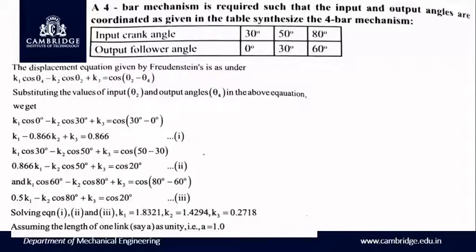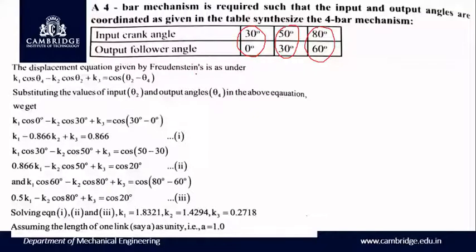For the Freudenstein equation, a 4-bar mechanism is having 4 links, and the input and output link angles are given. For this we need to get the expression. For input crank angle 30 degree, the output follower angle should be 0 degree. For input crank angle 50 degree, the output follower angle must be 30 degree, and for input 80 degree, the output follower angle should be 60 degree.